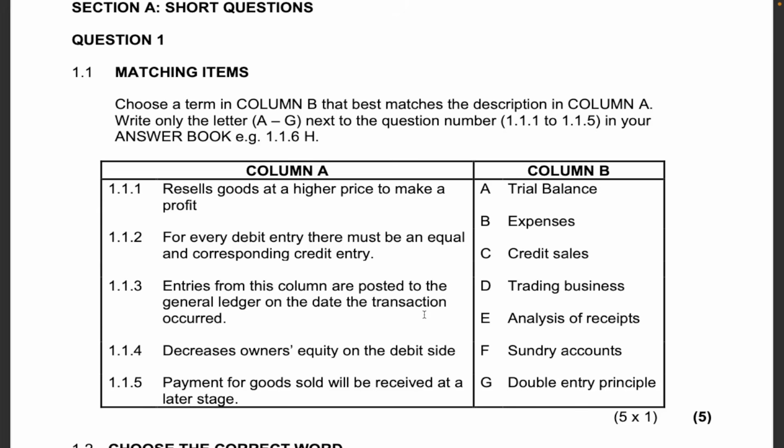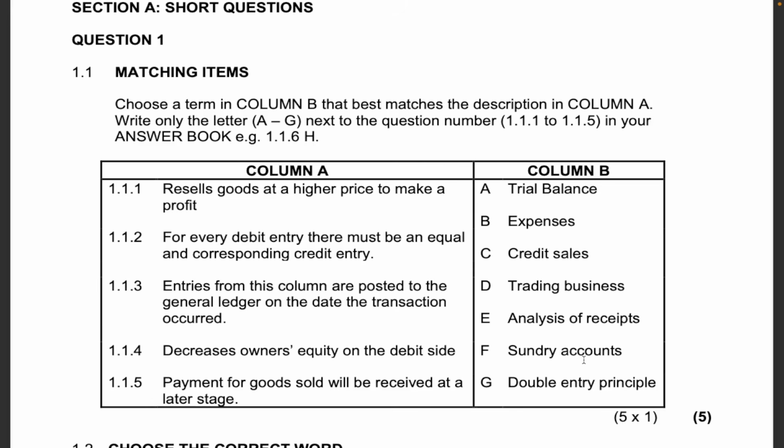1.1.3, entries from this column are posted to the general ledger on the date the transaction occurred. Which one would that be? Would that be the trial balance, expenses, credit sales? We've already put in D, or analysis of receipts, or sundry accounts. Well, the answer here would be sundry accounts.